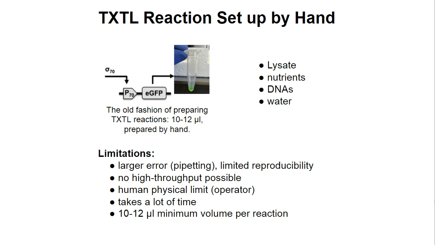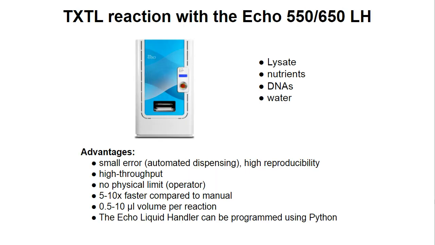Now, once we use Echo 550 or 650 by Beckman Coulter Life Sciences, everything becomes much easier. So we have the lysate, we have the nutrients, we have the DNA, we have the water, all the same components that we had by hand. But instead, we don't have to do it with a pipette. The Echo would dispense everything for us.